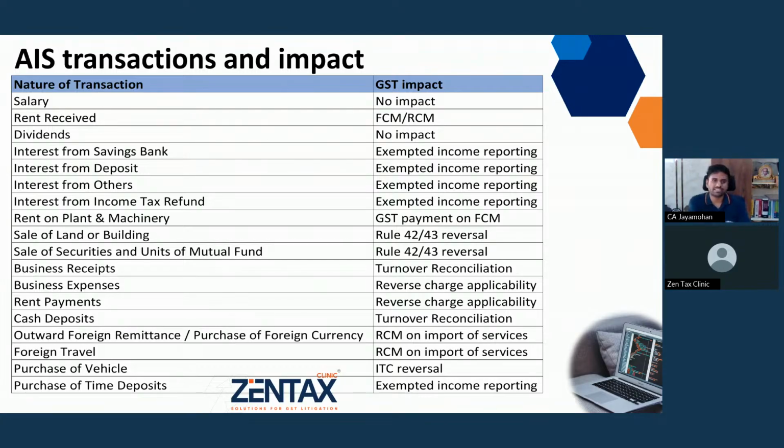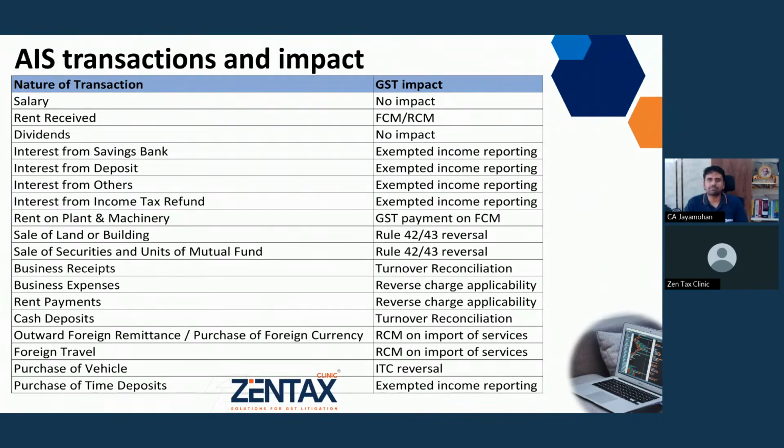Now we will move on to the AIS statement, and the nature of transactions which are reported in the AIS statement. So here I have tried to bring in certain transactions. If you have checked the annual information statement or AIS statement in your income tax portal, you can see that most of the transactions I have listed down here will be reported out there, like the salary, rent received. I have also mentioned the GST impact. You might refer to this later as well. I will just take you through few points which I thought are most important.